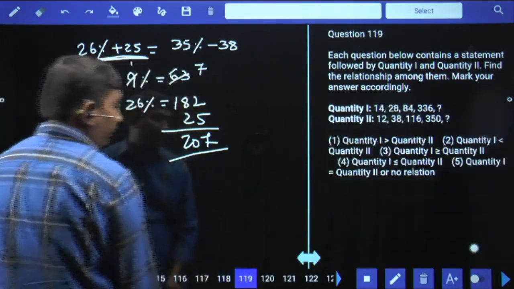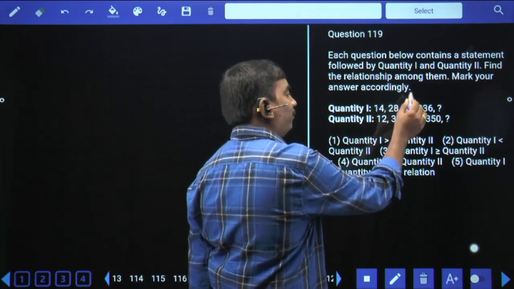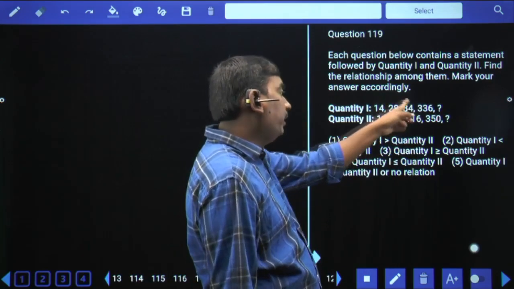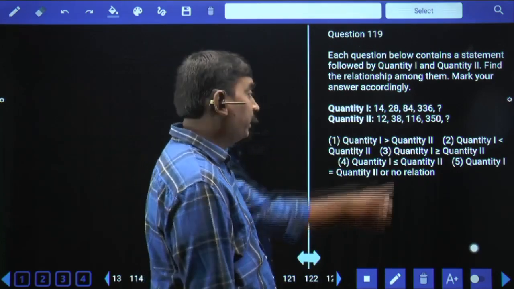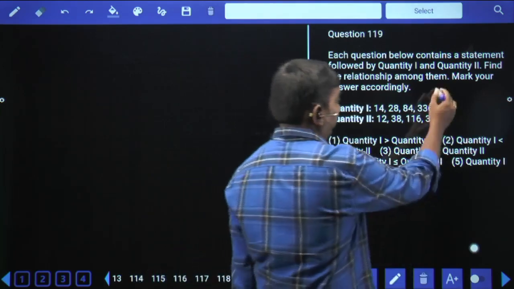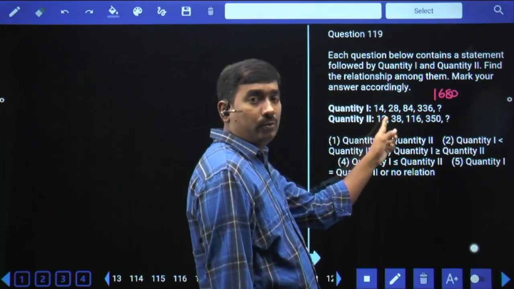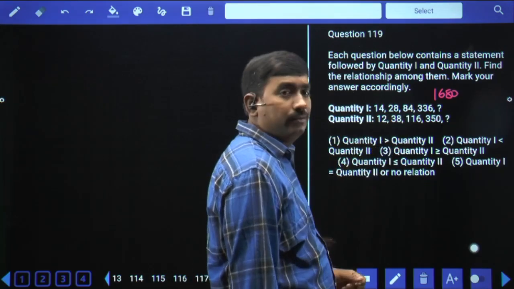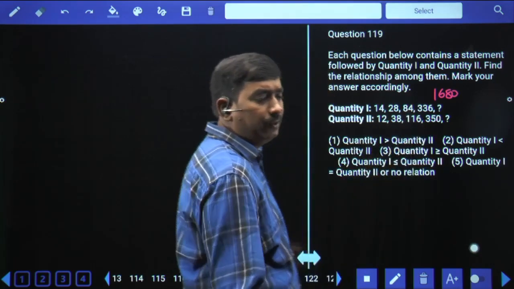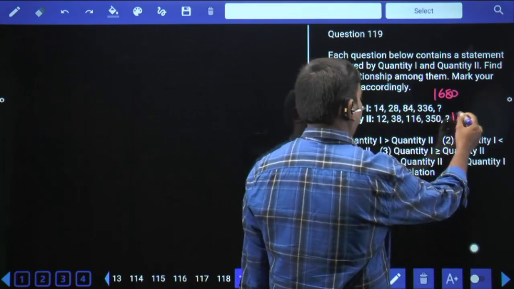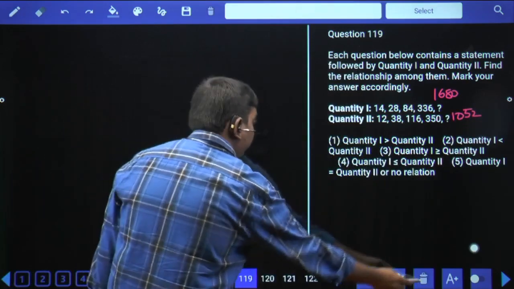Quantity 1 is less than quantity 2. Number series: into 2, into 3, into 4, into 5. 336 times 5 is 1680. Into 3 plus 2, into 3 plus 2, into 3 plus 2. 350 into 3 is 1050 plus 2, 1052. Quantity 1 is greater than quantity 2.